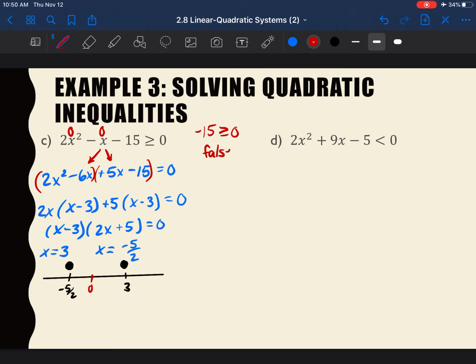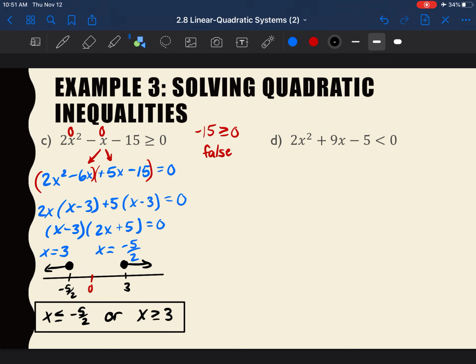Since that's false, that means 0 is not part of the solution, so the solution has to be everything outside of those two numbers. So then I just need to write my answer. So x is less than or equal to -5/2, or you do have to write the word or, x is greater than or equal to 3. So these are all the possible solutions to this inequality. These are all the possible x values that you could plug in that makes the left side greater than the right side.